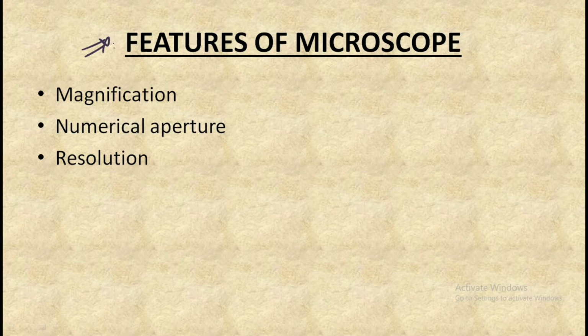We have three main features on which a microscope is categorized as good or bad. The first one is magnification, then we have numerical aperture, and the third one is resolution. So let's discuss each one of them in detail.